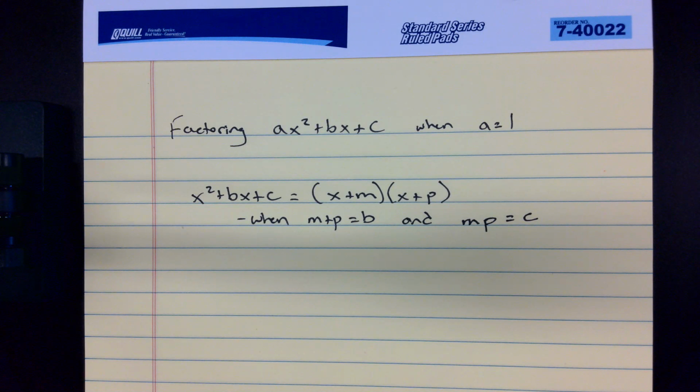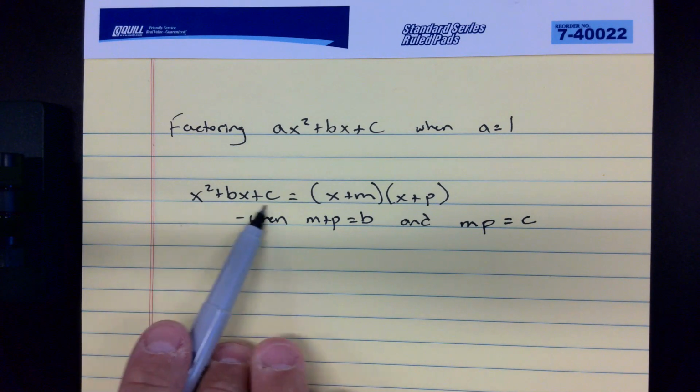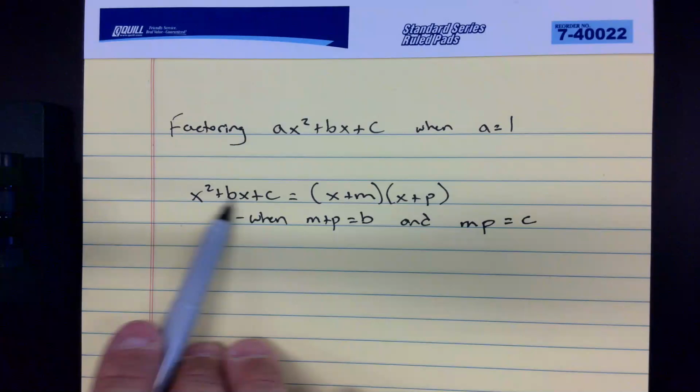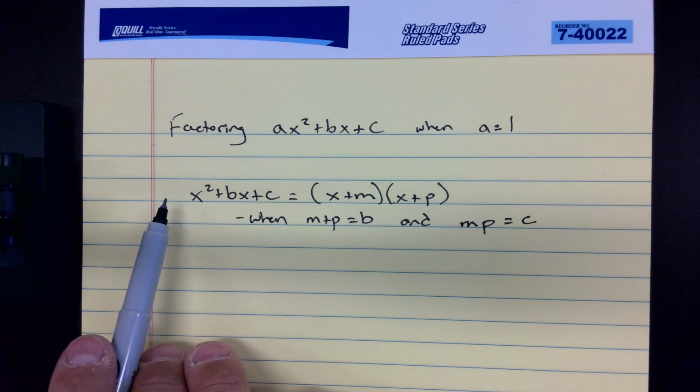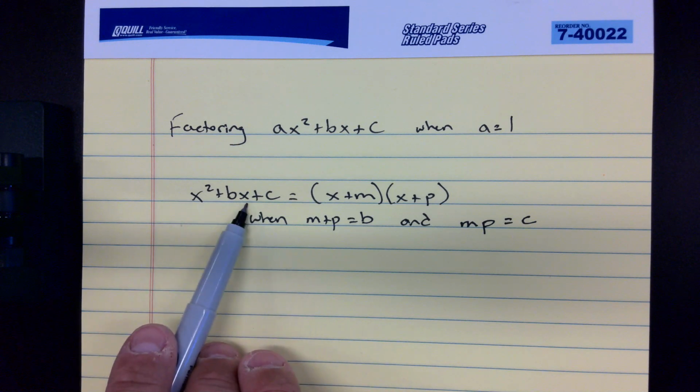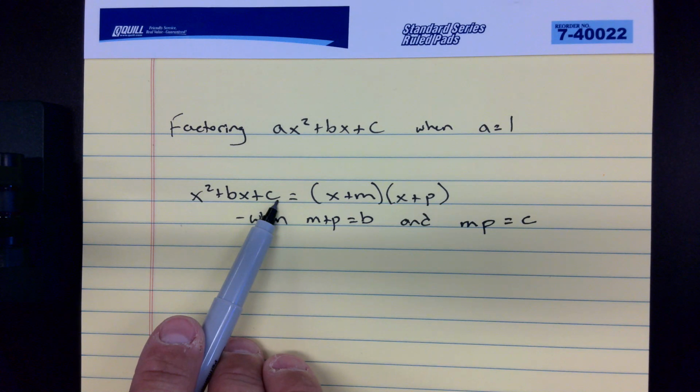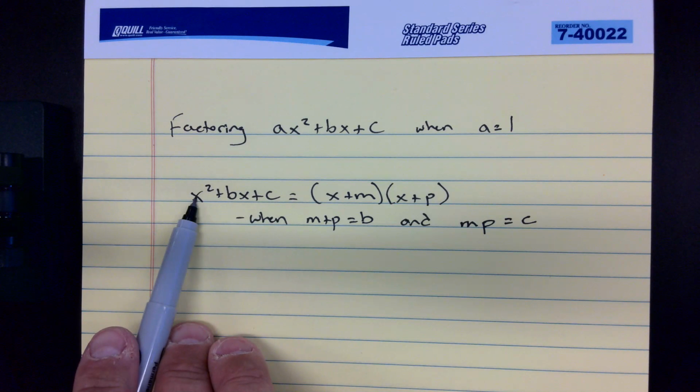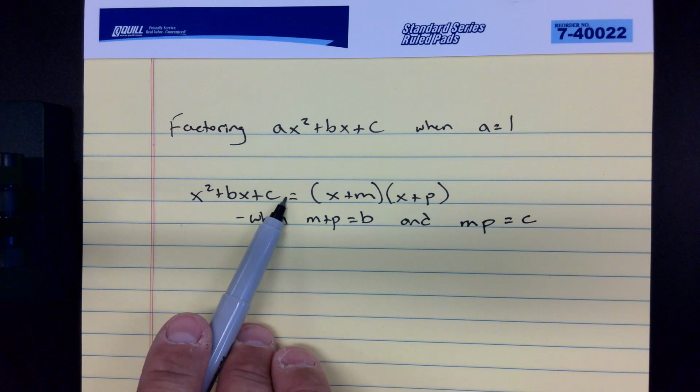Okay, so today we're going to be factoring AX squared plus BX plus C, but it's going to be where A equals 1. So as you can see here in this example, there's nothing in front of the X squared, right? And it's always going to be in this form right here, X squared, X, constant. The constant is a number that doesn't have a variable attached to it. So X squared, X, and then constant.